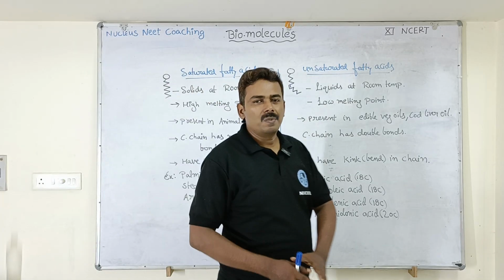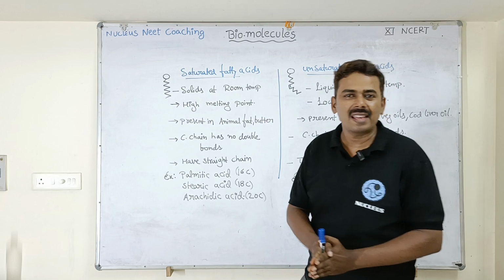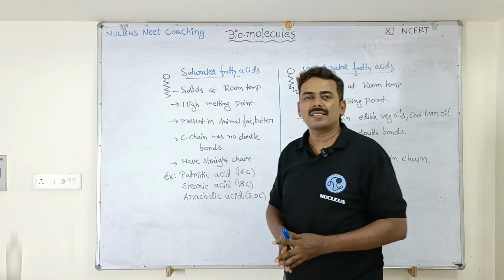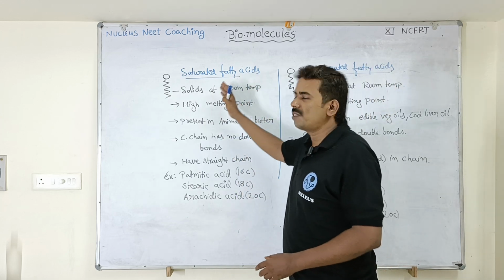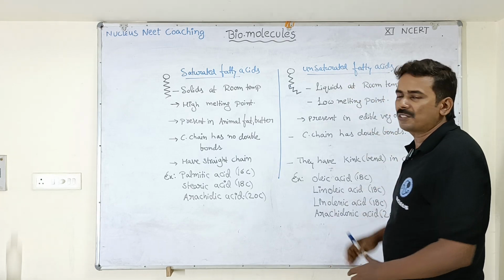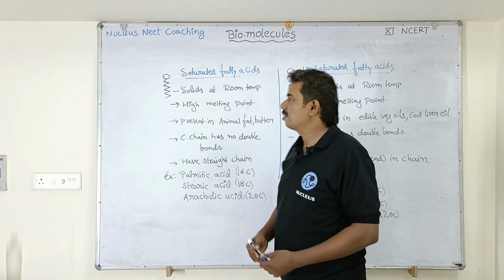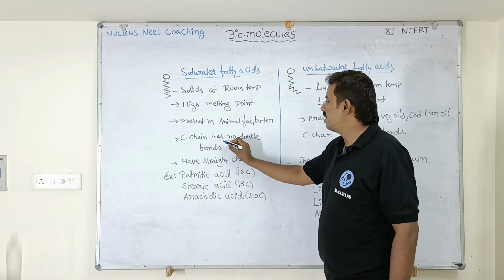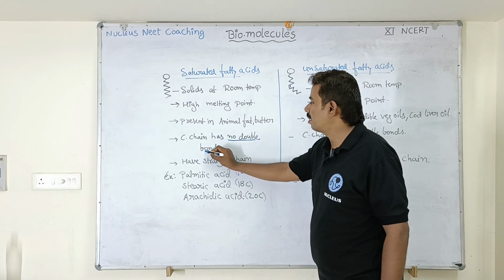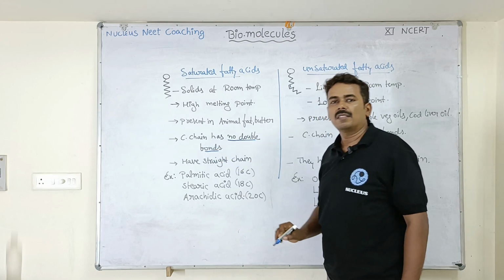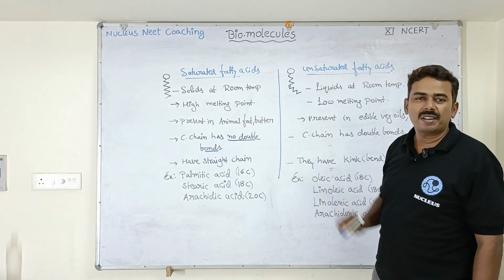Students, now we'll discuss the types of fatty acids. There are two types of fatty acids in nature: saturated fatty acids and unsaturated fatty acids. What are saturated fatty acids? Those fatty acids which have no double bond in their hydrocarbon chain are called saturated fatty acids.